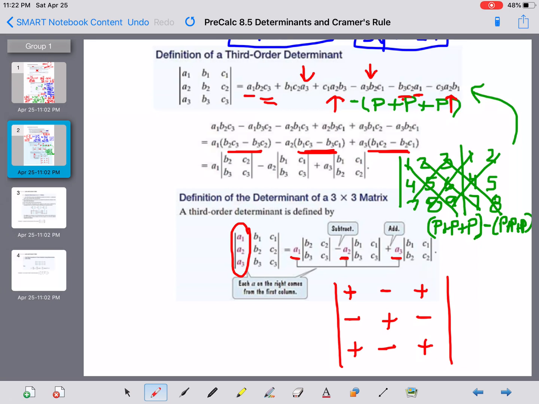So if you need to write that at the top of a quiz or test sometime, just remember that's how our signs are going to go when we do this expansion by minors. And remember, it's okay right now if you're lost. Hopefully by the time I get done here with the next few examples, it'll start making a little more sense. Okay, next page.